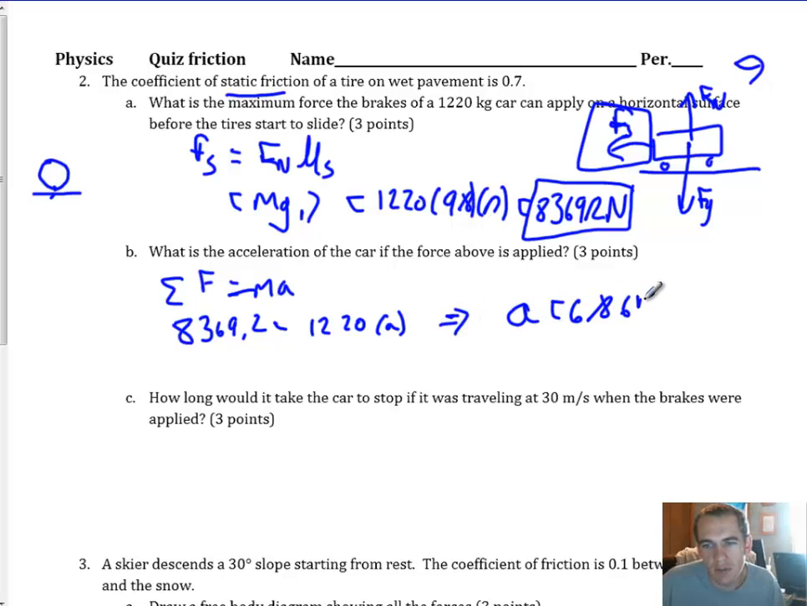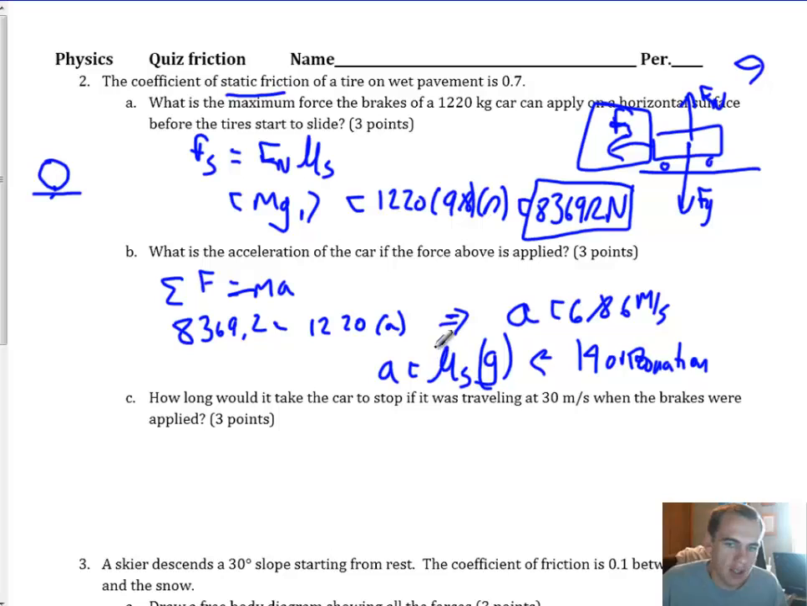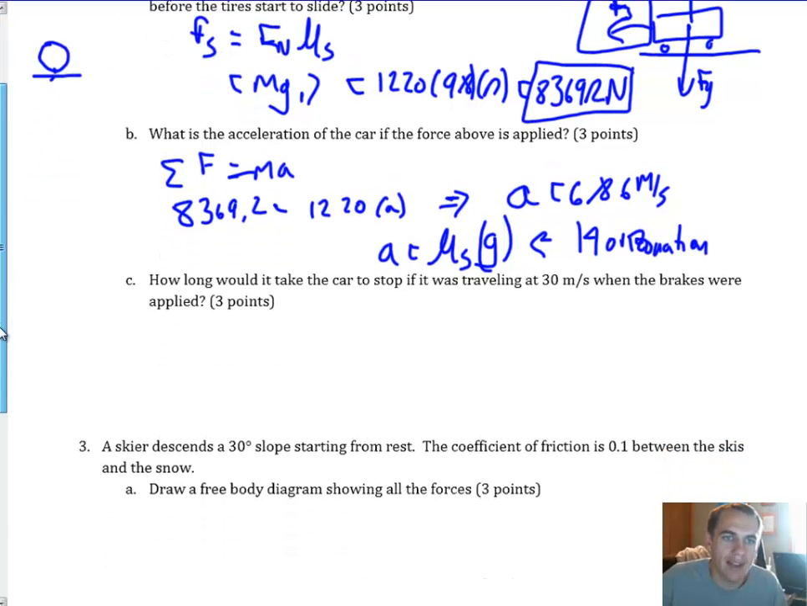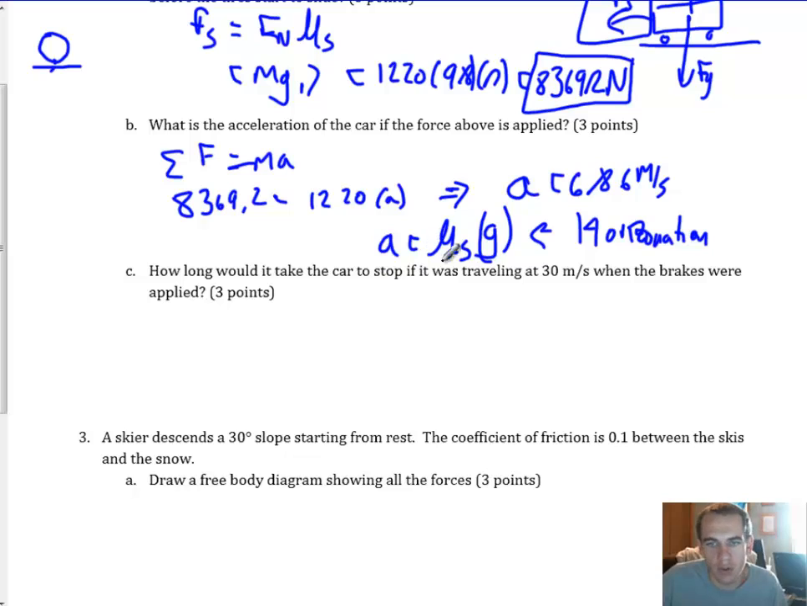Now, I had several people just say a equals mu s times g. This works, but only on a horizontal surface. Only on a horizontal surface. The reason this works is because mg is the normal force and ma is the force, and so the masses cancel. But g is not necessarily going to be there on an incline. It won't be exactly opposite the normal force. So this is only on a horizontal thing, and I would not recommend that you get in the habit of doing that.